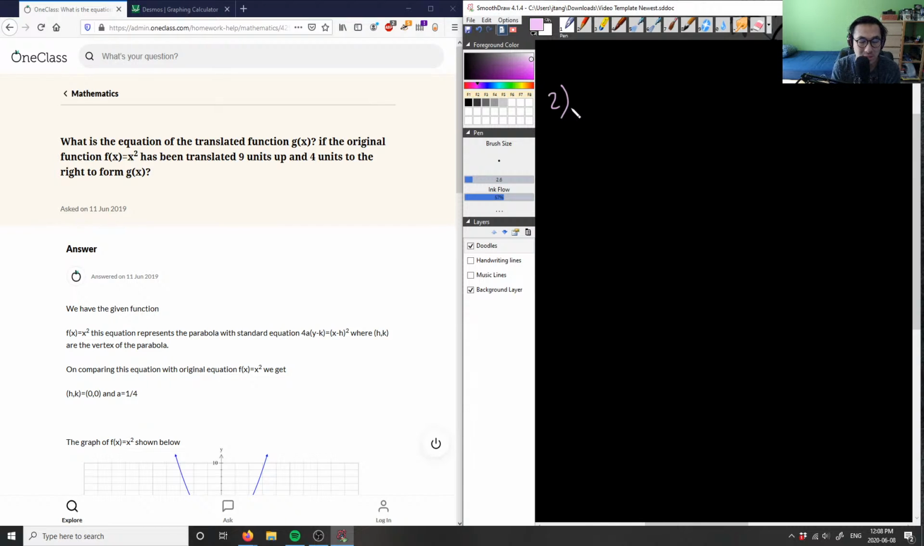So a problem like this would probably appear in about early grade 11, or sorry, late grade 10 kind of course here. So what do we have here? We have f of x equals x squared.